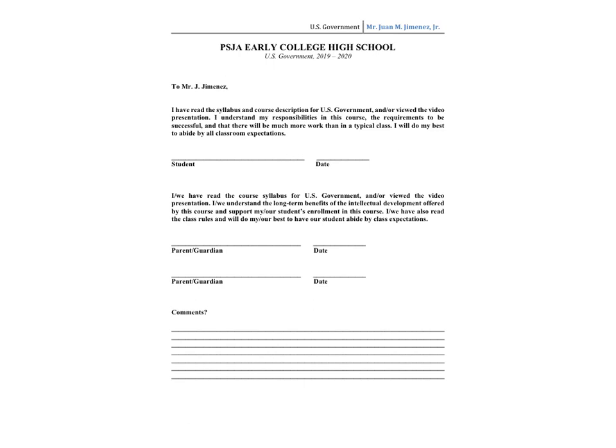Here we have the PSJ Early College High School U.S. Government 2019-2020 Syllabus and Contract Agreement Form. There are 2 statements that need to be read, one by the parent and one by the student. After reading both statements, both the parent or guardian and the student, please sign on the appropriate lines and date. Once this contract is signed, it is binding between all 3 of us: parent, student, and teacher.